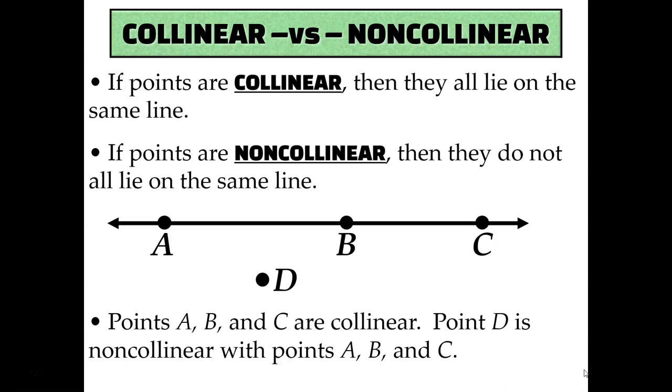And then of course the prefix non means not. So collinear means all together on a line. Non-collinear means that they are not all together on a line. Let's try an example.